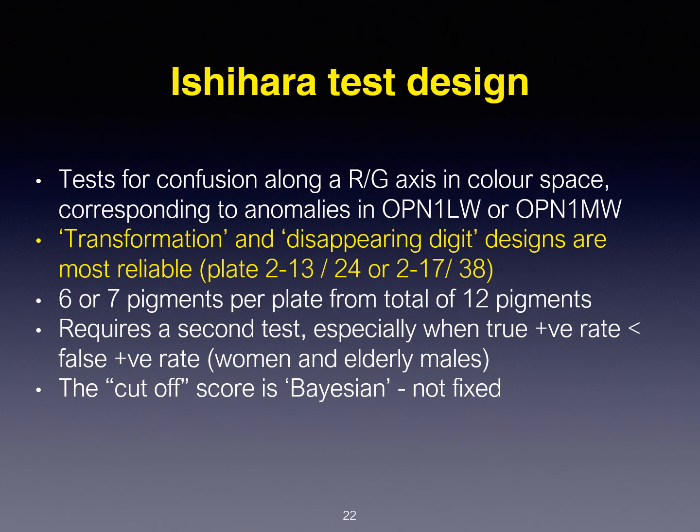As far as the qualitative plate is concerned, the accuracy at determining whether an observer is protan or deutan is only slightly better than 50%, so one may as well flip a coin.